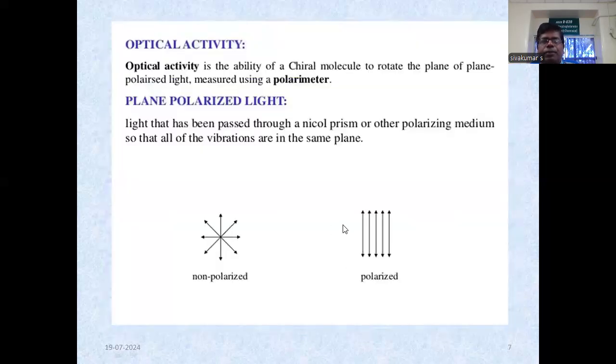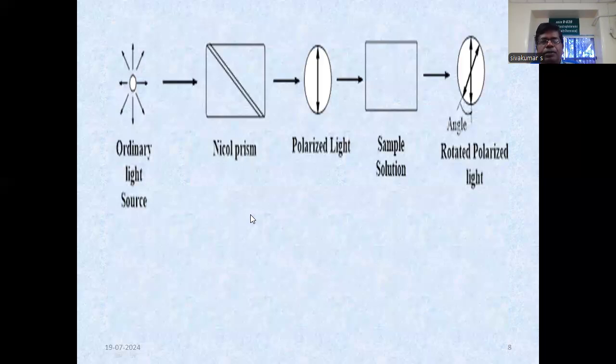Then optical activity. Optical activity means that the compound has the ability to rotate the plane polarized light either to the clockwise direction or the anti-clockwise direction. Now the optical activity is explained by the diagram.